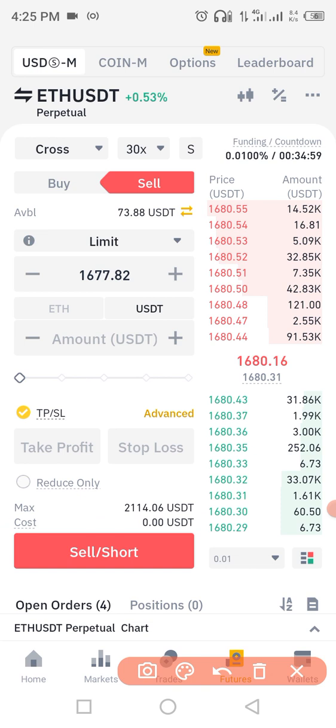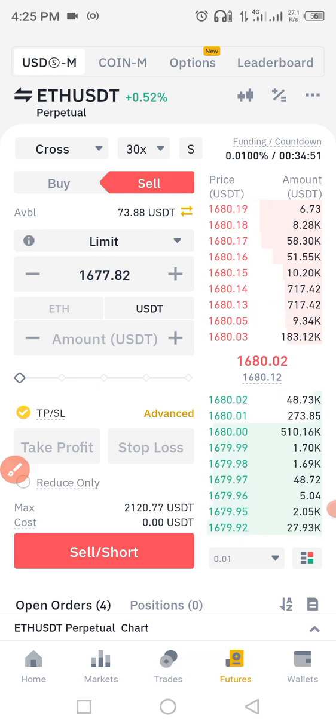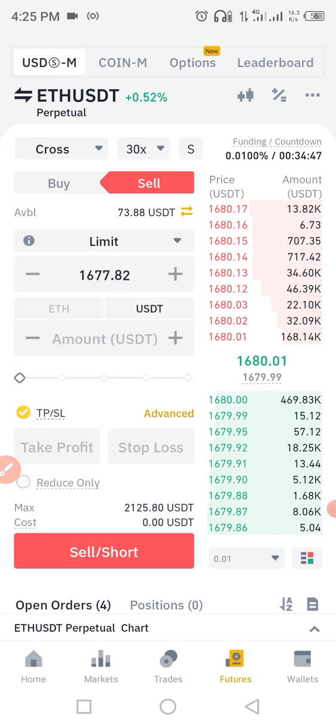So this is the limit. Of course, I taught you guys about the types of orders that we have, but you're most likely going to be using limit orders always. So just leave it at limit here. If you click it, you're going to see post only, but what I mainly use is my limit order. Along the line, you're going to learn about other orders.